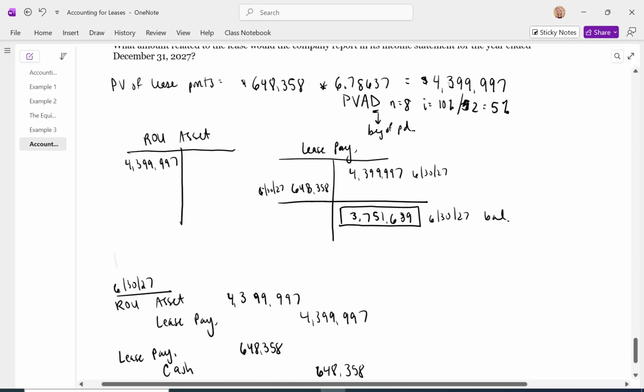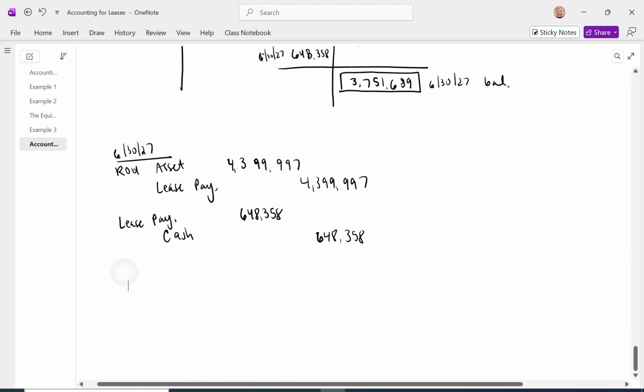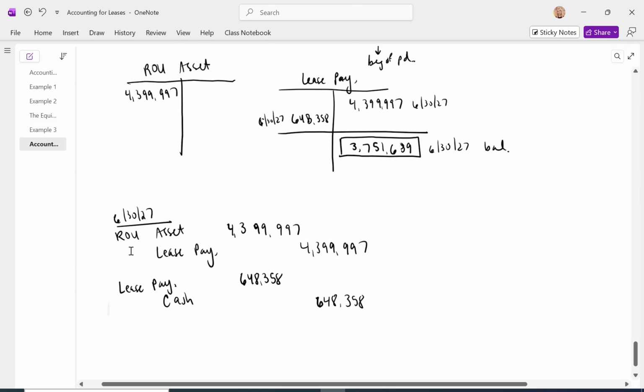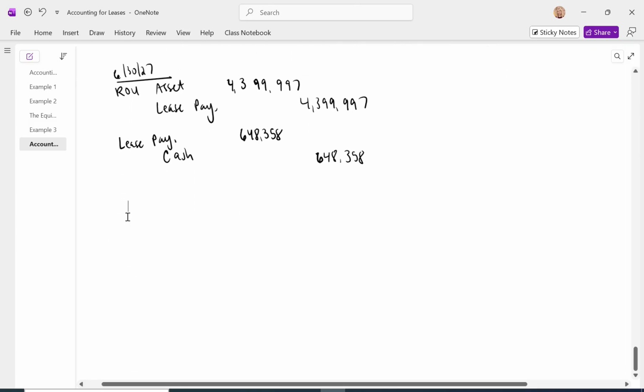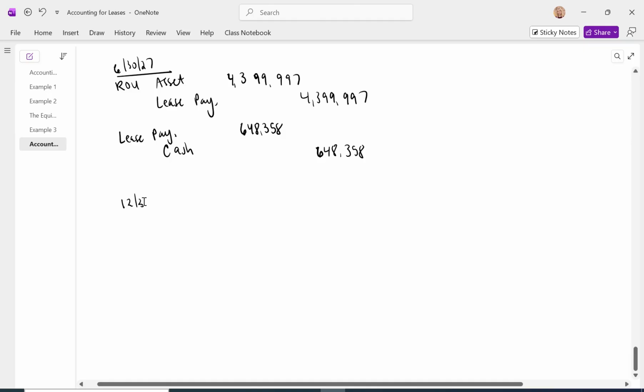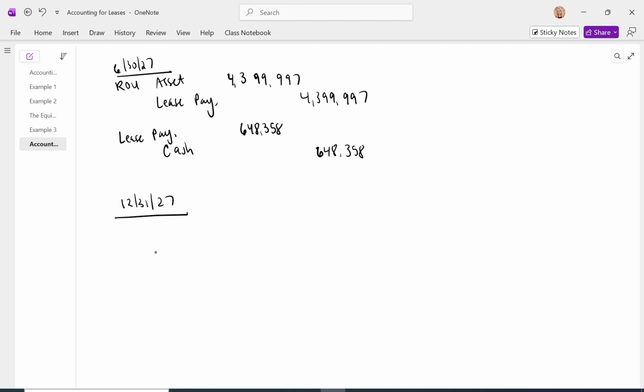So we still haven't gotten there. Those are our entries on, or one entry for, June 30th. Actually, that's our only entry. We don't need to amortize because no time has passed. We need to wait till time goes by. So December 31st, 2027, we have another cash payment, the next semi-annual cash payment, $648,358. A portion of this is interest expense, and the rest relates to paying off part of that lease liability.